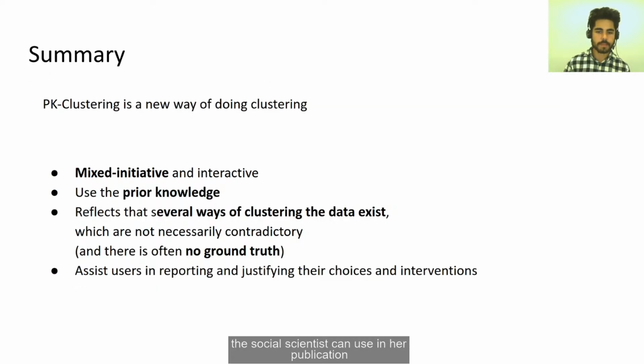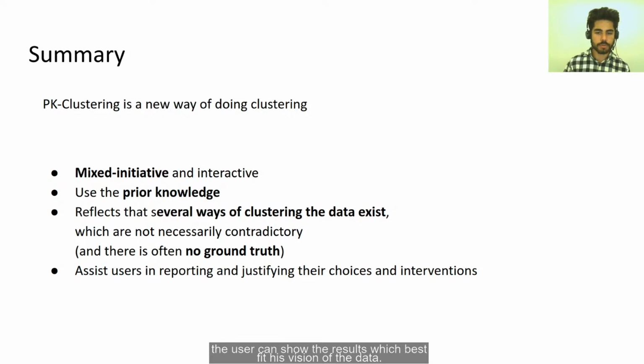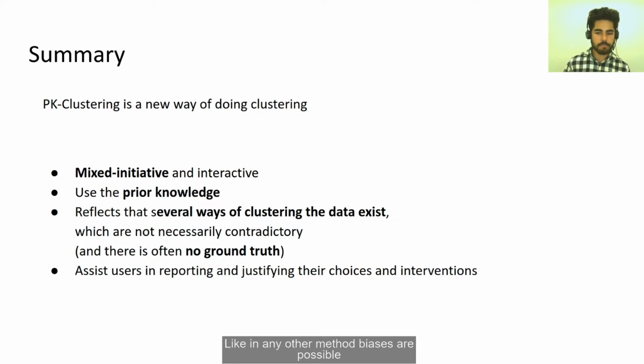PK clustering is a new approach to clustering. In a mixed initiative interactive process, it uses users' prior knowledge and proposes multiple alternative clusterings. As there is often no ground truth and several good clusterings may coexist, the user can choose the results which best fit his vision of the data. Like in any other method, biases are possible. But we believe that PK clustering provides a good balance between the advantages of algorithm power and taking users' knowledge into account. At the end, users remain responsible for reporting and justifying their choices in interventions.